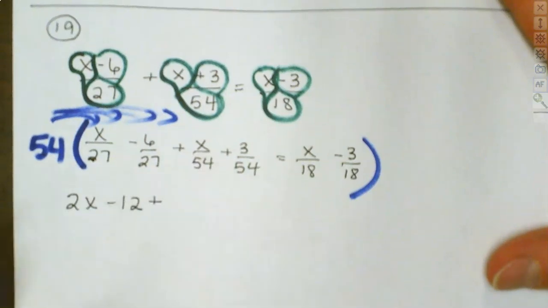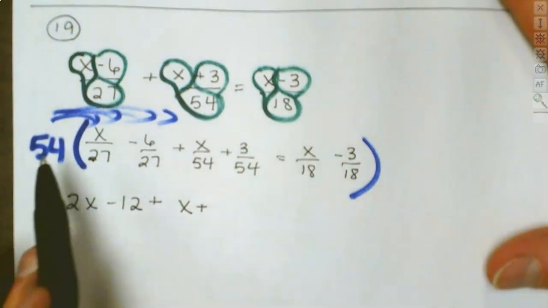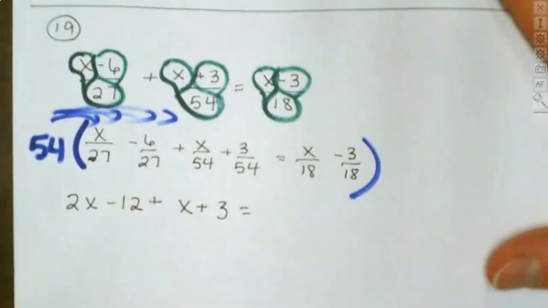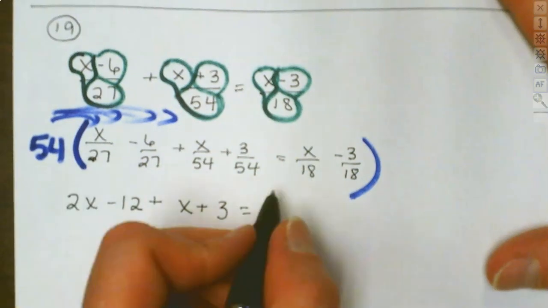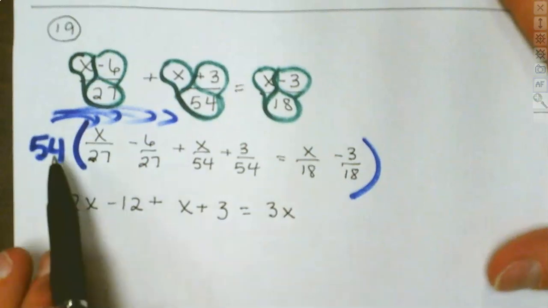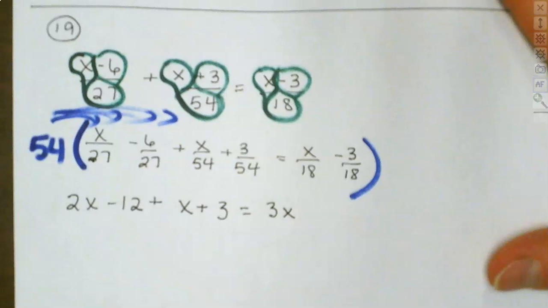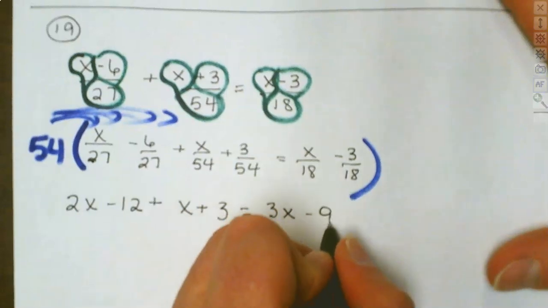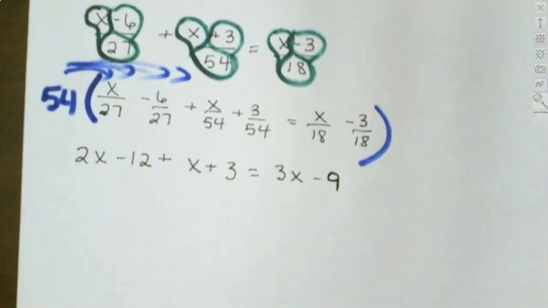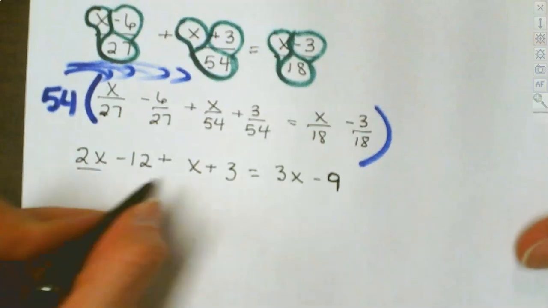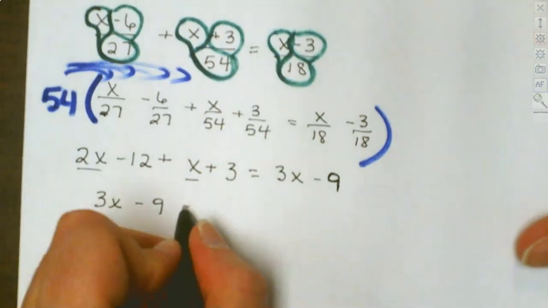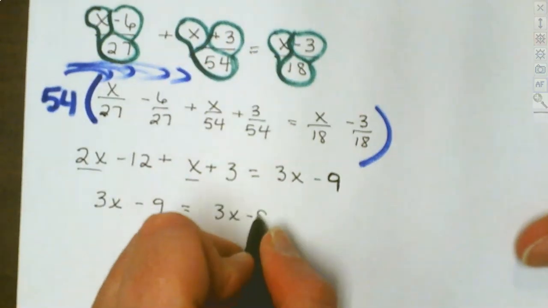54 and 54 cancel. That leaves you with an x. 54 and 54 cancel, leaving you with a 3. 54 divided by 18 is a 3 times x. That makes it a 3x. 54 divided by 18 is a 3 times a negative 3. Well, that makes that then a negative 9. Combine like terms and see what we've got. These go together, and that makes that then 3x minus 9 on the left, 3x minus 9 on the right.